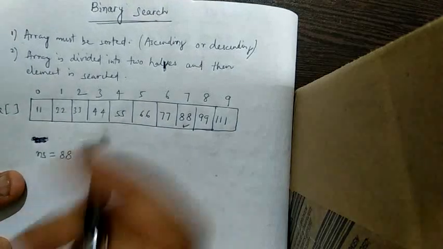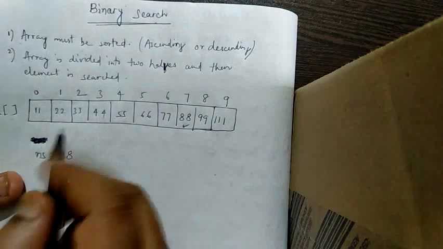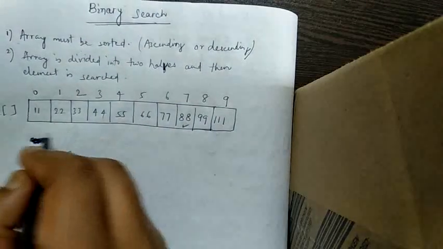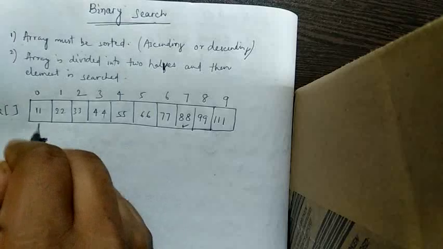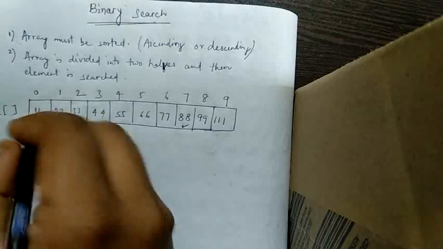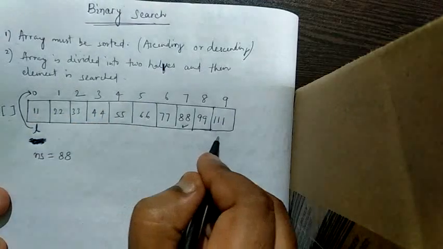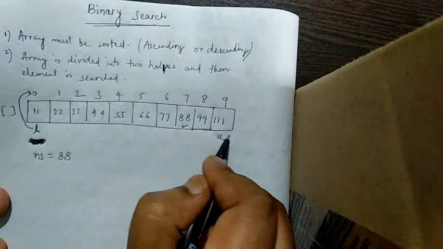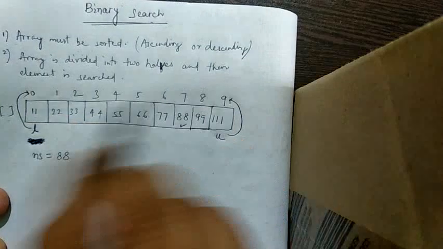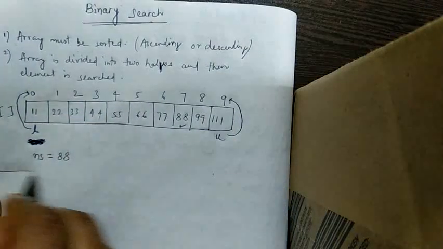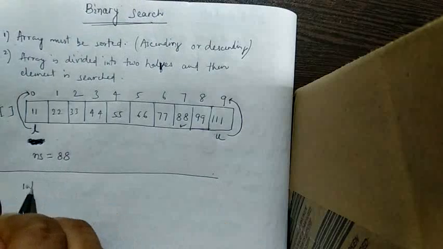For writing the logic, we will take some more variables. Those variables are the lower bound, or you can say the lower limit. Let it be L. This L will always represent the very first index number, that is 0. Similarly, we will take U. This will always represent the highest index number. So here I will write the logic for the program.